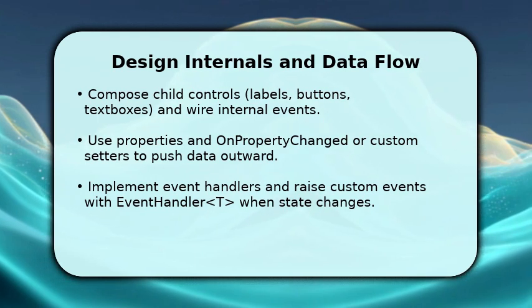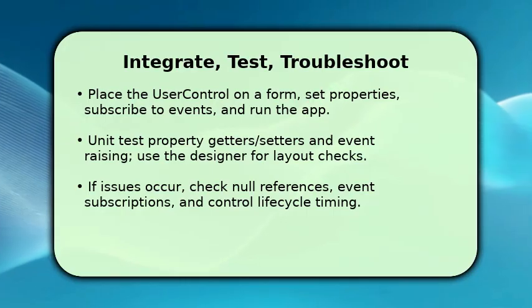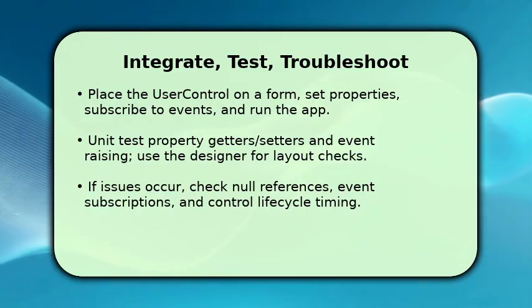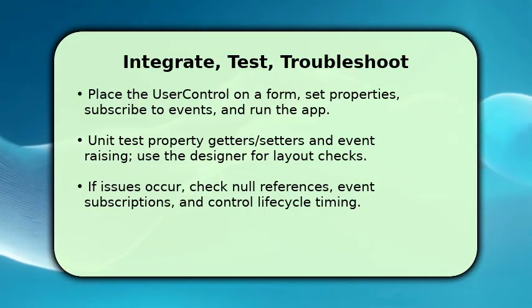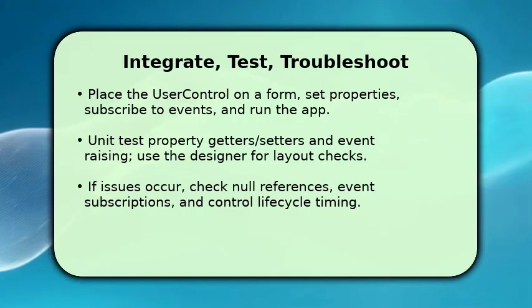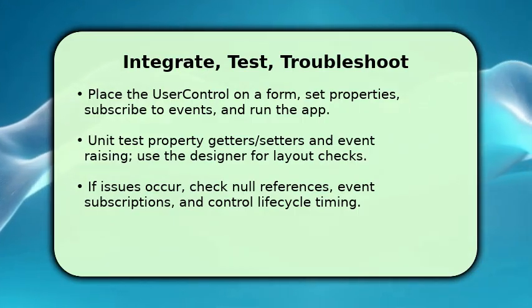Finally, drag your user control onto a host form or instantiate it in code, set its properties, and subscribe to its events. Then run the application to verify behavior. Make sure to test property patterns and event sequences in edge cases, such as when the control is dynamically created or disposed. If something goes wrong, first check for null references and missing event subscriptions, then confirm initialization order. Often the problem is lifecycle timing rather than complex logic, so adjust constructor versus load handling accordingly.